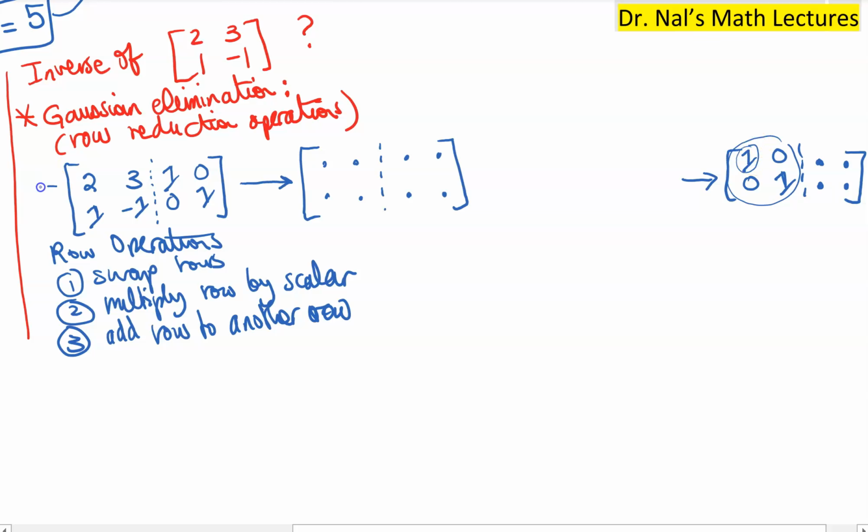So how can I make that leading entry 1 here? By just simply multiplying the first row by 1/2. Am I allowed to do that? Yes, by the second rule. Do you guys see that? So multiplying the first row by 1/2.